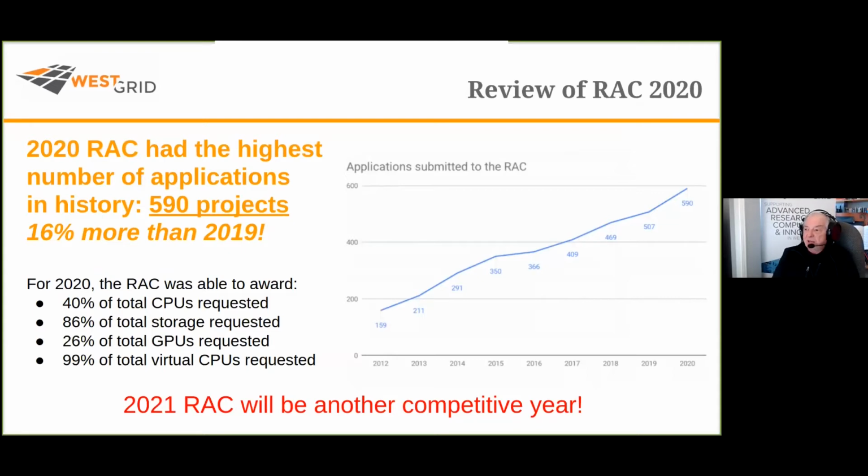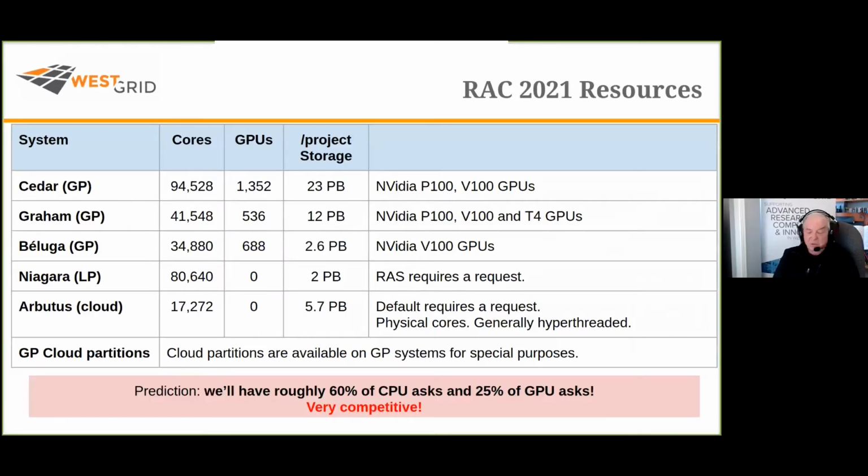These are very quick slides. There's the number of applications, and you can see it's just linearly increasing. 590 last year, so we're going to be well up to 600, maybe 700 applications next year, and it's going to be competitive. There are our resources to give you an idea of what we've got available.